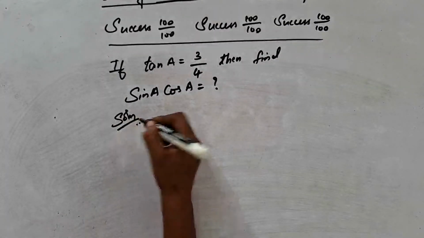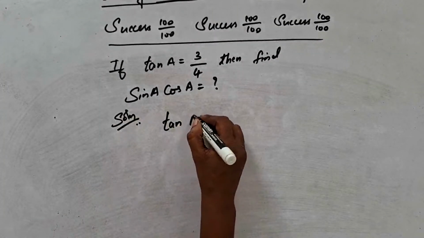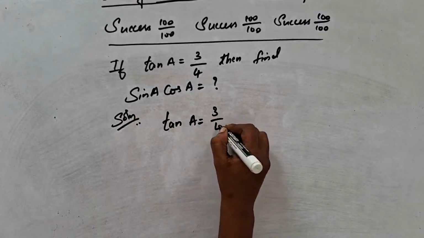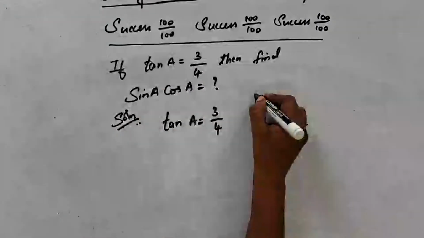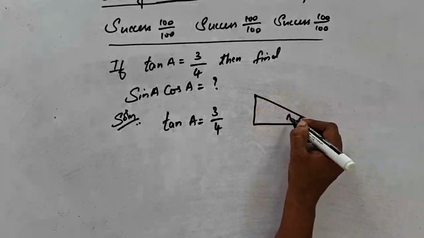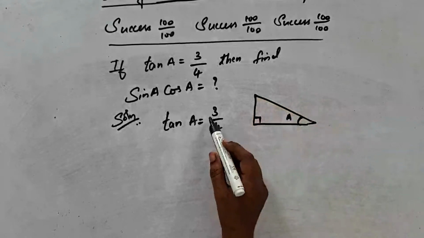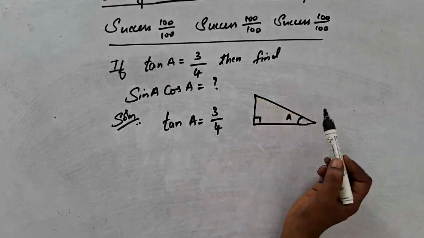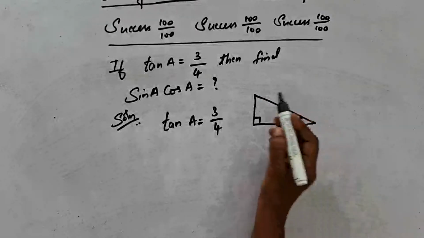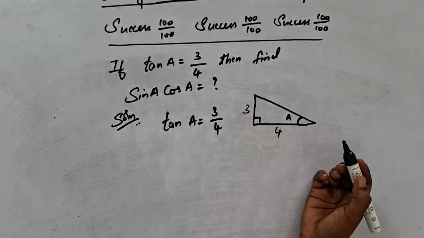Solution. It is given that tan A is equal to 3 by 4. Let us construct a triangle. My A is here. This is 90 degrees. Now, 3 by 4. Usually, tan A is opposite by adjacent. So, 3 and 4 is here.